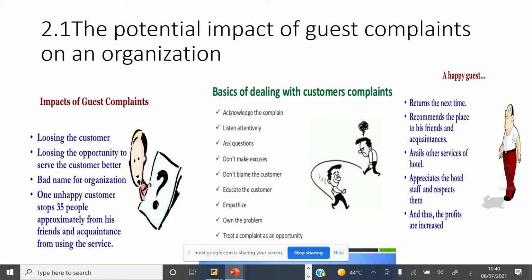So empathize with the customer. Feel sorry for the bad moment the customer has experienced. Deal with the problem as if it was your own problem. Try to solve the problem and treat the complaint as an opportunity to sell to the customer and win the customer. Okay, so by the end, if you have an unhappy customer, this will lead to losing the business. If you have a happy customer, this will lead to growth of the business.